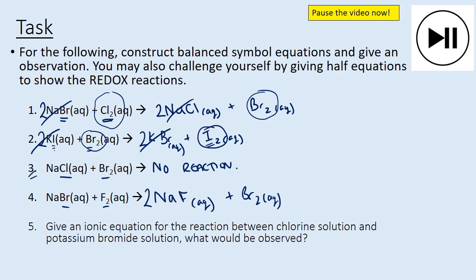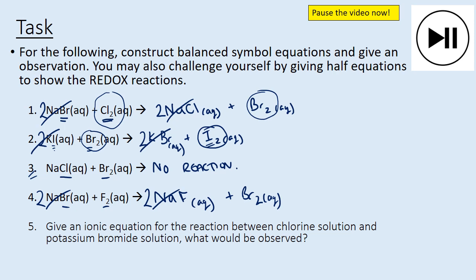Don't forget to balance. So here we'll go from a very pale yellow solution to a dark brown, well, sorry, no, an orange brown solution. Okay, so the solution will go from a pale yellow to an orange brown solution because these two are colourless.